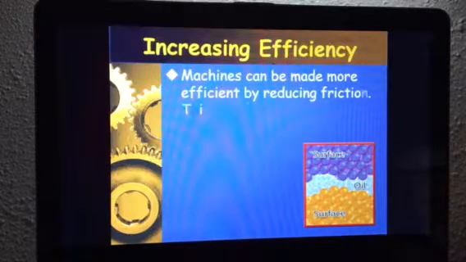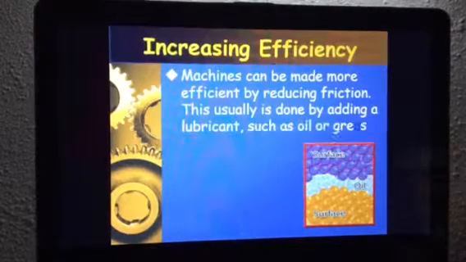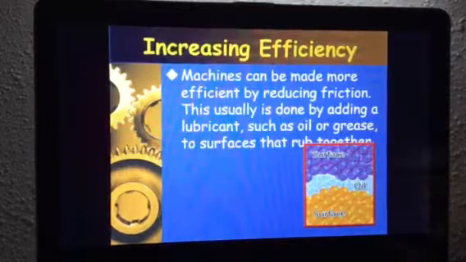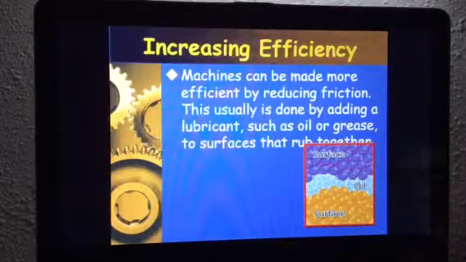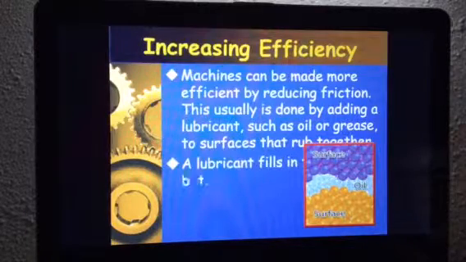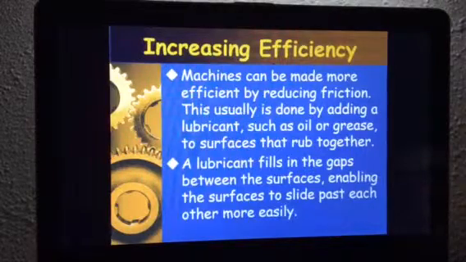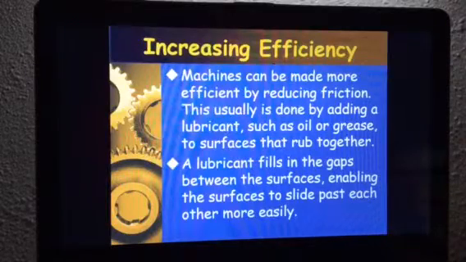Machines can be made more efficient, and reducing friction is usually done by adding a lubricant such as grease, oil, or water. This reduces the surface tension, allowing things to move past each other easily. A lubricant will fill the gaps within the surfaces and allow things to slide past. So instead of static friction, we now have sliding friction. You should remember these terms from the previous chapters.